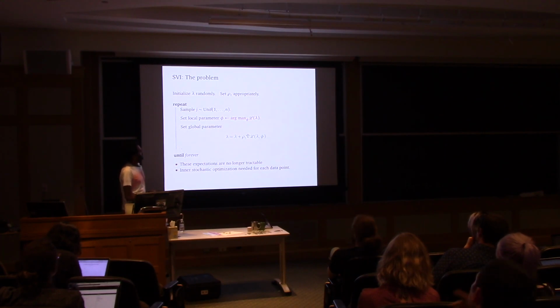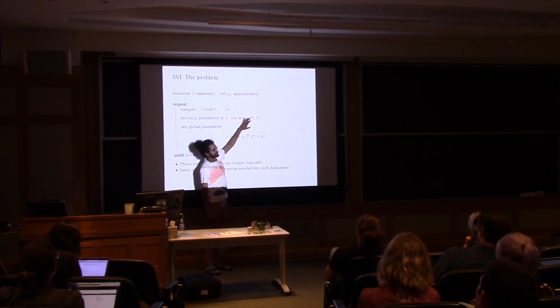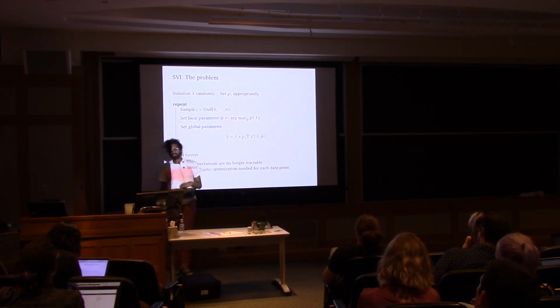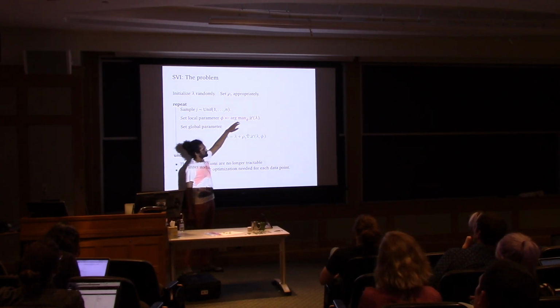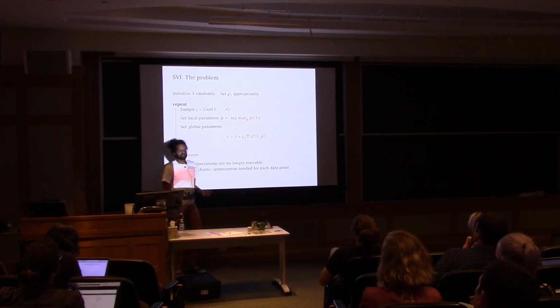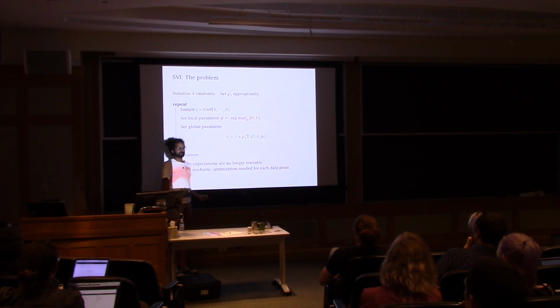But again, we have a problem. In the traditional approach to scaling variational inference, everything here would be tractable. This maximization would be one line of code. But now, because the expectations and the maximizations require Monte Carlo sampling, require following gradients, you really need stochastic optimization for every single data point. So it becomes slow.